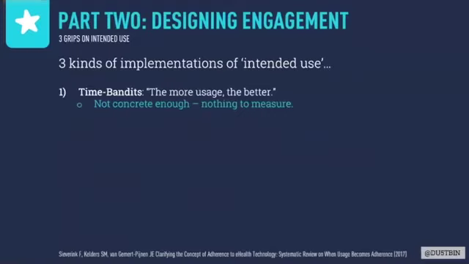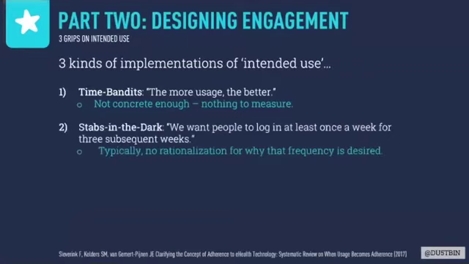That assumption, simply that the more use, the better, right? And we talked about why that's not great, but it's also not concrete enough. It becomes really hard to measure simply more. We want to get a bit more specific than that. And if we do, we might call that a stab in the dark, right?